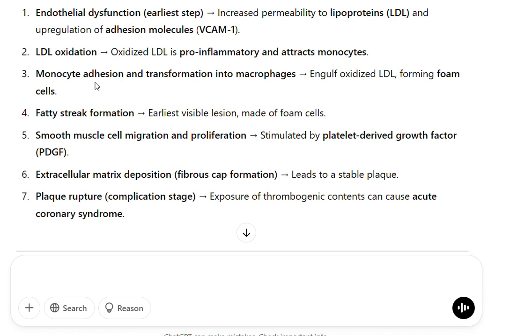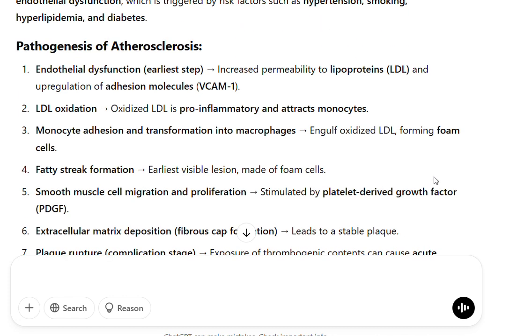4. Fatty streak formation, the earliest visible lesion, made of foam cells. 5. Smooth muscle cell migration and proliferation, stimulated by platelet-derived growth factor, PDGF. 6. Extracellular matrix deposition and fibrous cap formation lead to a stable plaque. 7. Plaque rupture, the complication stage: exposure of thrombogenic contents can cause acute coronary syndrome.